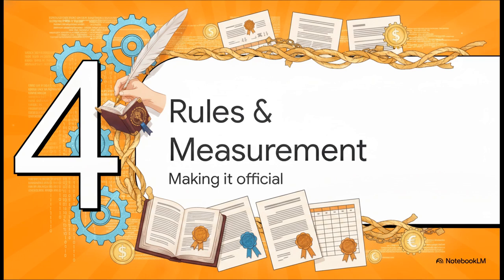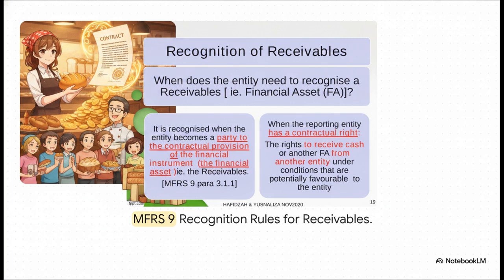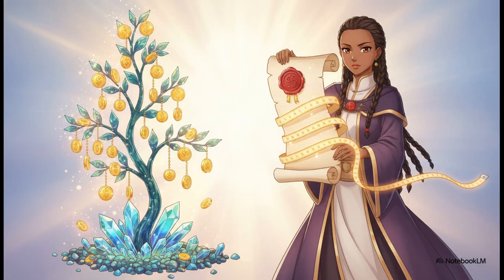Okay, on to Section 4, recognition and measurement. Making it official. We know why we have receivables, but how do we officially lock them into our accounting books? Under MFRS 9, we follow some very specific recognition rules. Basically, an entity needs to recognize a receivable when, and literally only when, the entity becomes a party to the contractual provision of the instrument. It's that exact moment our bakery gains that legally binding right to receive cash under conditions that are, hopefully, favorable to us.